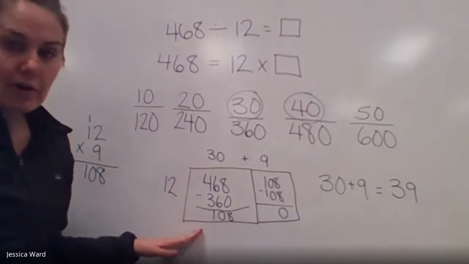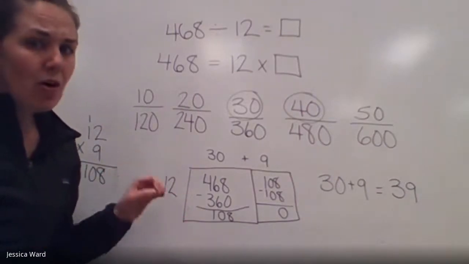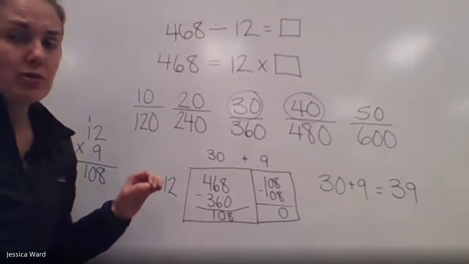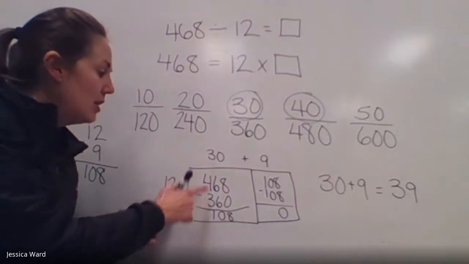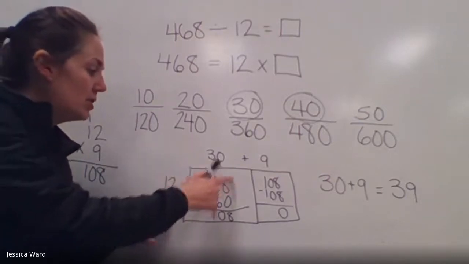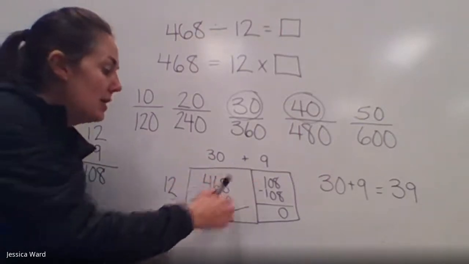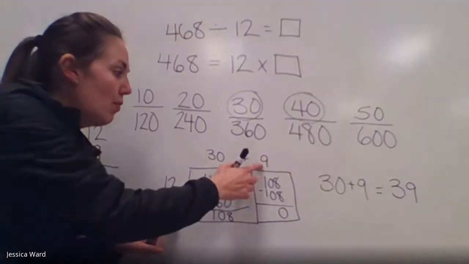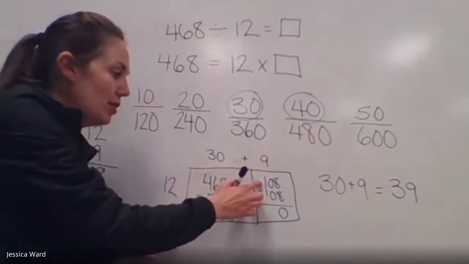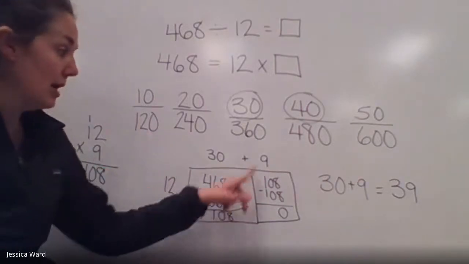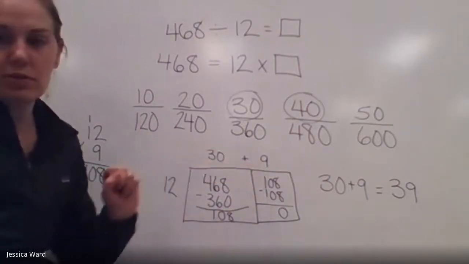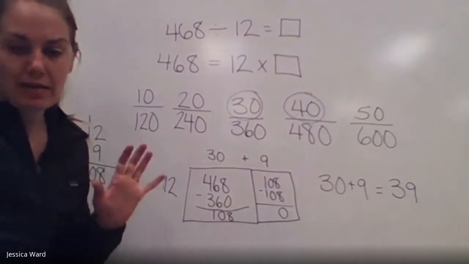So with your area model, you're basically already thinking of partial quotients, right? So you had 30 times 12 makes 360. You take that away from your total dividend to get 108, and then you think about what number times 12 would get you 108. We worked backwards to find that we got 9, and then we added our two quotients together to get the answer.